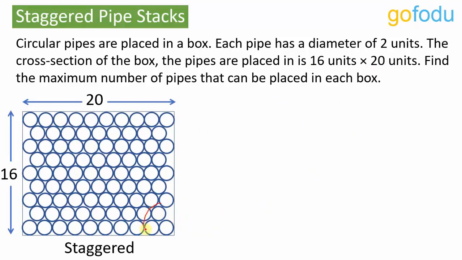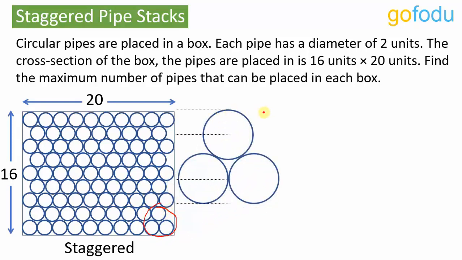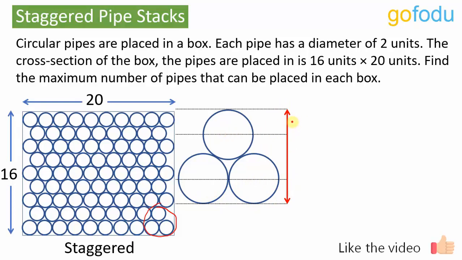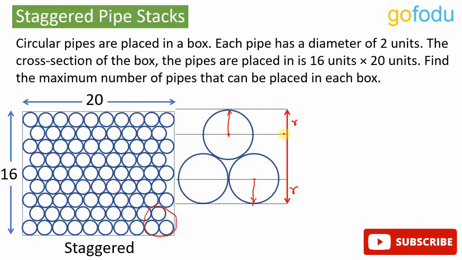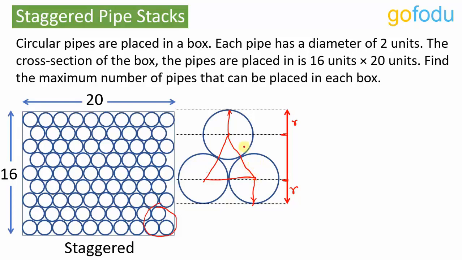Focus on these 3 pipes. We have taken 2 layers of pipes here, and we will be measuring the height of these 2 layers. That would be R, this is radius R, from the center to the top, and from this center to the bottom we have again R, and then the distance between the centers. This could be found by joining the centers and forming an equilateral triangle of side 2R, R plus R.